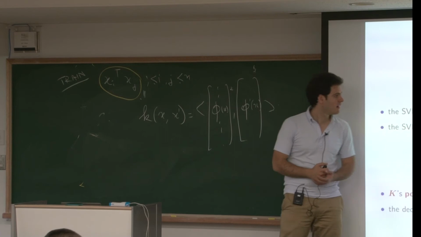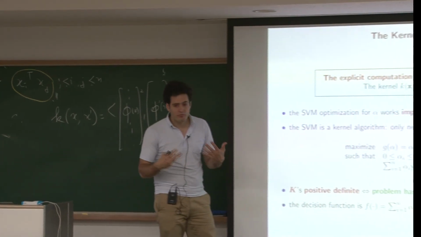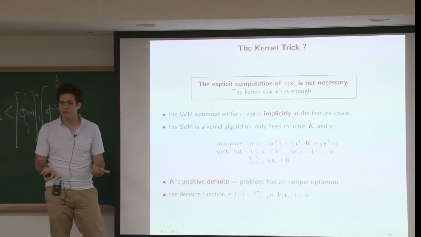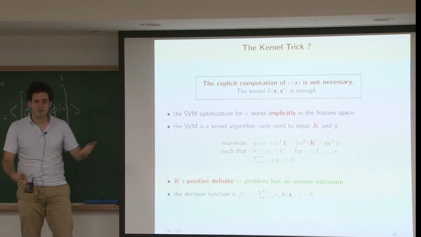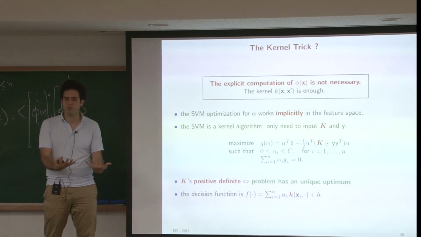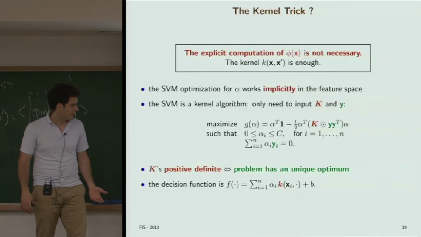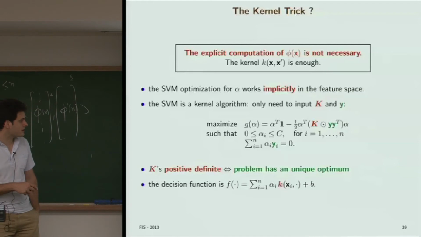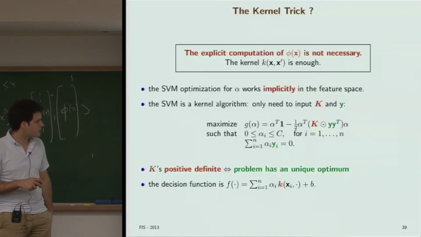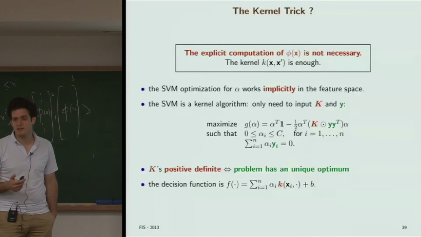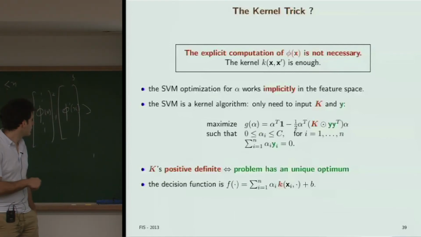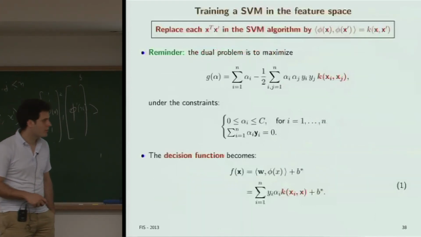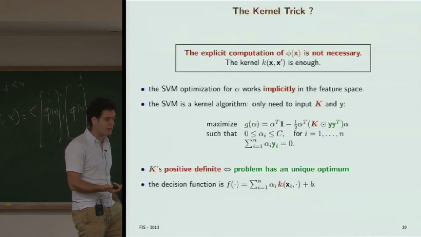Then in that case, I can formulate the whole problem of learning with kernel functions without having access to the feature vector itself. So I could design very weird, very long feature vectors, as long as I can take their dot products. It's enough. So in that context, you can see that the SVM optimization for alpha works implicitly in the feature space. By implicit, I'm saying that it's somehow computing alphas which will work in those spaces of phi's, but without ever actually having to compute the phi.